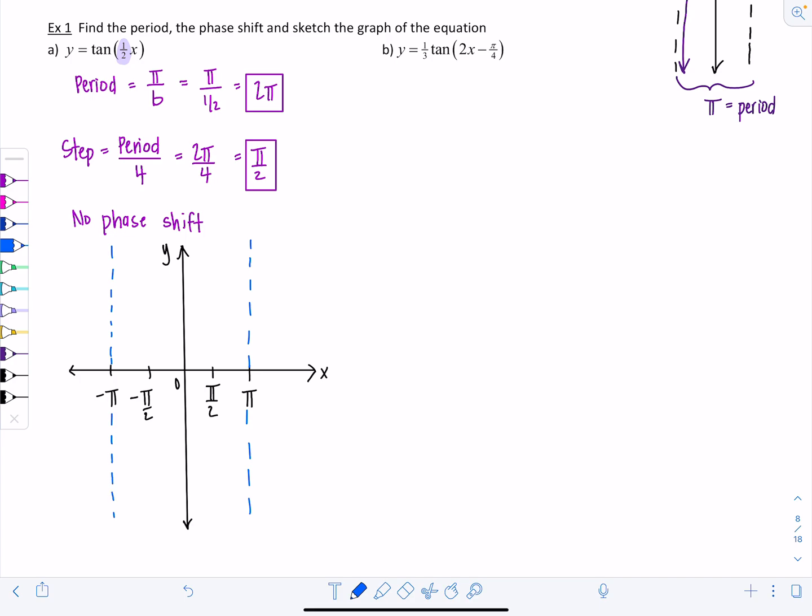And then the graph, now I'm going to plot the points on the graph. It goes through 0, 0. And then the other 2 points that you should include are a quarter of the way along. So look back at the parent graph.